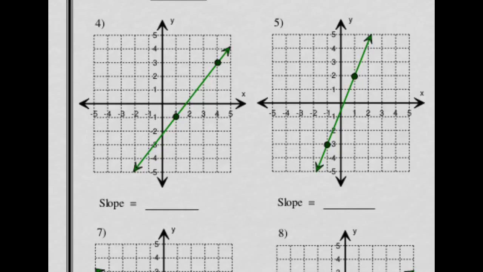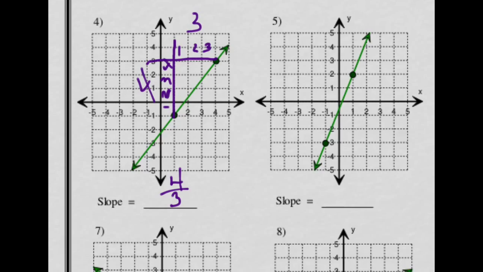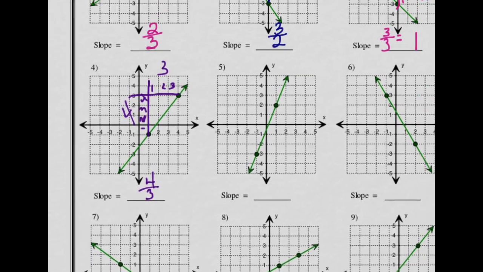Number 4, I do the same thing. I go from that dot up, from this dot over, and I count up to where they cross. So I have 1, 2, 3, 4. So my up and down is a 4. I go over 1, 2, 3. So my left to right is a 3. So my slope is a 4 over 3. Now am I a positive line or a negative line? It's a positive line.